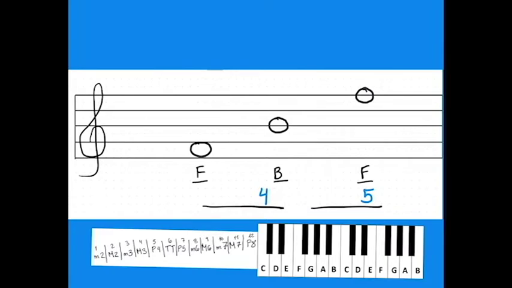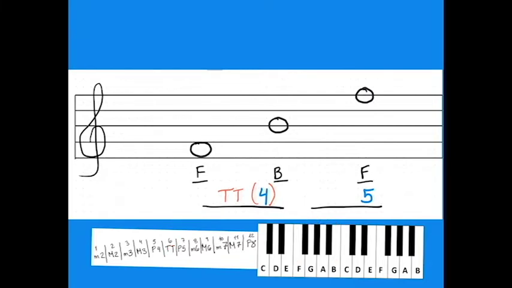And finally, in this example, our original interval is F to B. Counting half steps, 1, 2, 3, 4, 5, 6 half steps is a tritone. So we're going to write that in. And we're going to leave the 4 but put it in parentheses, because it's always good to know that it's a tritone that's written like a fourth.